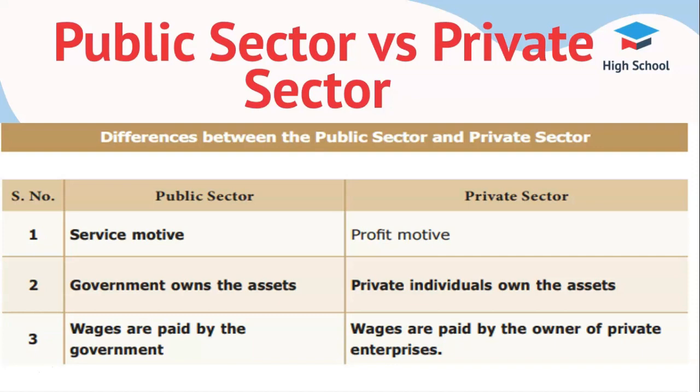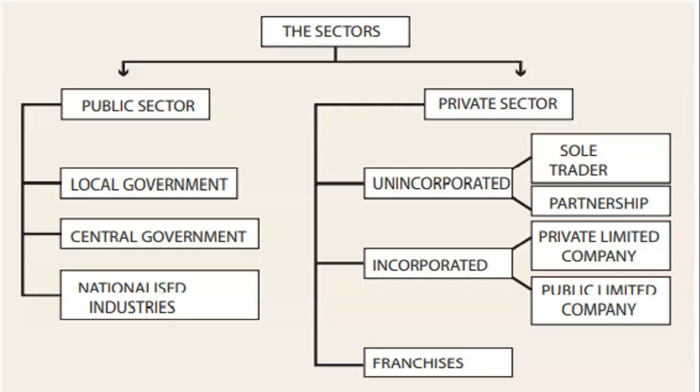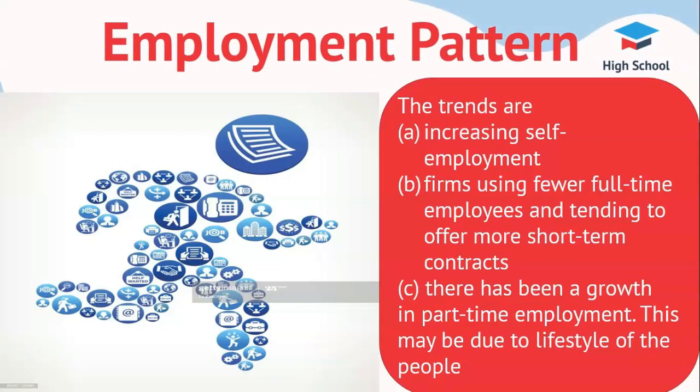Here in this picture, we can see how the sectors are classified and what their subsections are. So public sector, then comes local government, central government, nationalized industry. Under private sector, we have unincorporated, incorporated, franchise. Under unincorporated, we have sole trader, partnership. Under incorporated, we have private limited company, public limited company. Now we'll move on to the employment pattern.